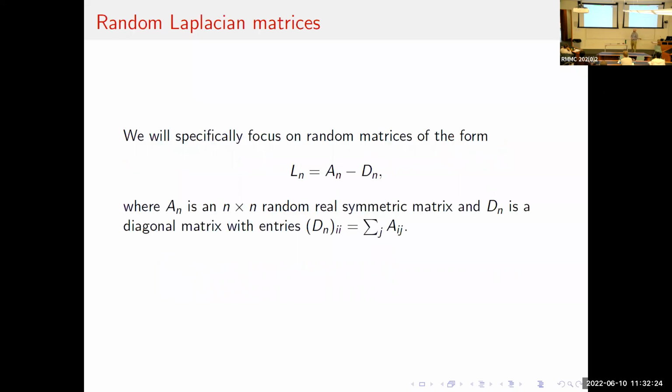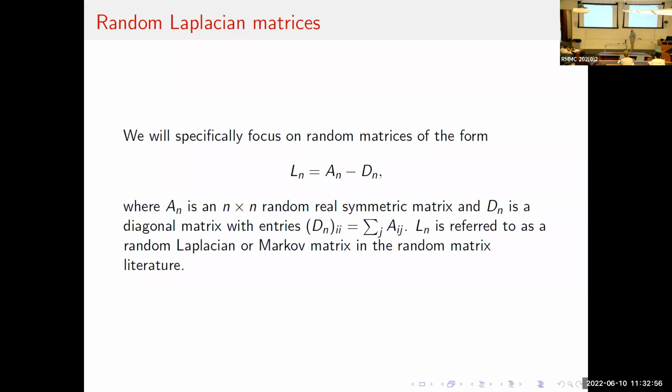So the matrices we're going to be looking at today are going to be of the form Ln equals An minus Dn. Here An is going to be an n by n random real symmetric matrix, and Dn is a diagonal matrix where the ith diagonal entry is given by the sum over the ith row of A. We're going to require that A is real symmetric and not complex Hermitian, because we want the entries of D to be real so that everything stays symmetric.